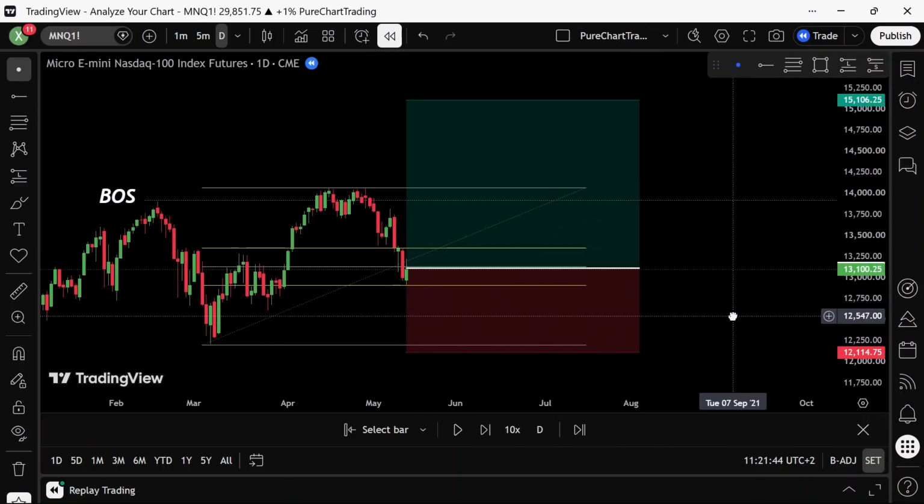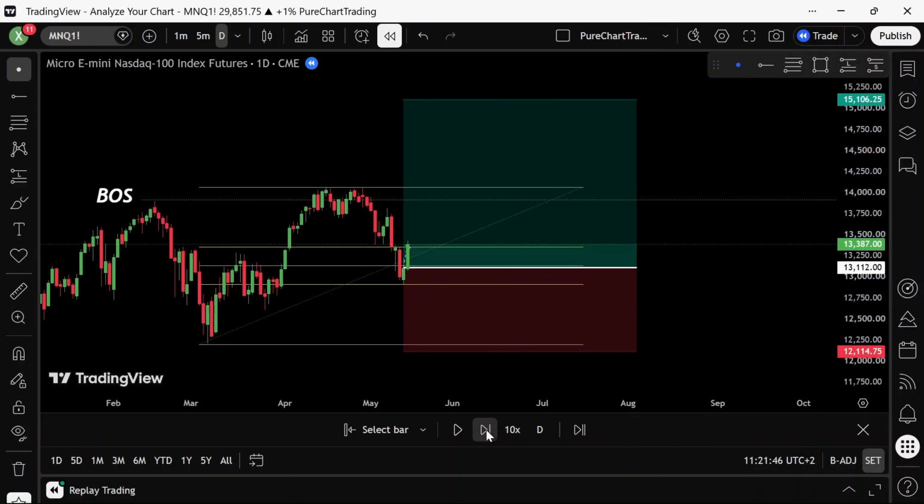I have one more question for you. Did you notice how exactly I set my stop loss? I always place it all the way below the Fibonacci tool, and there's a reason for that.